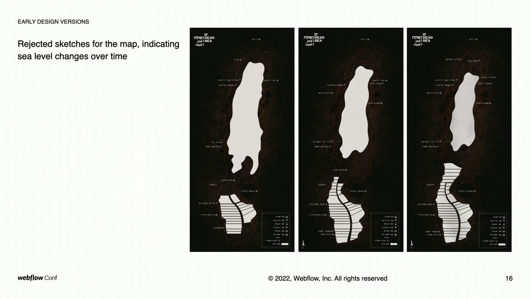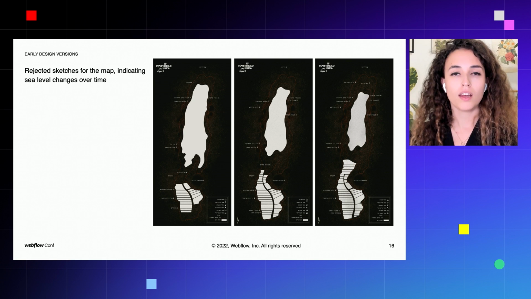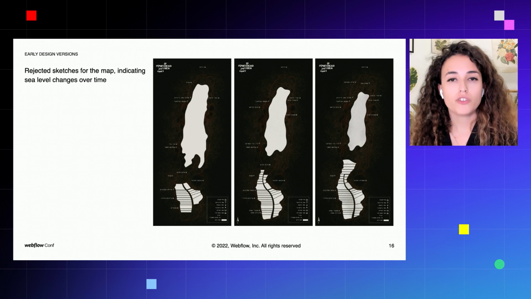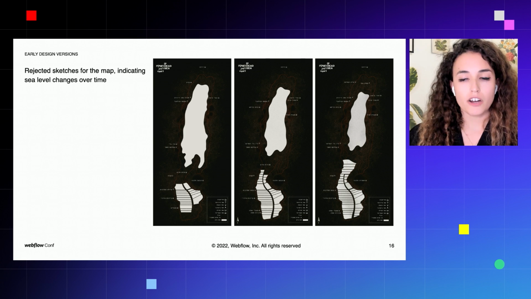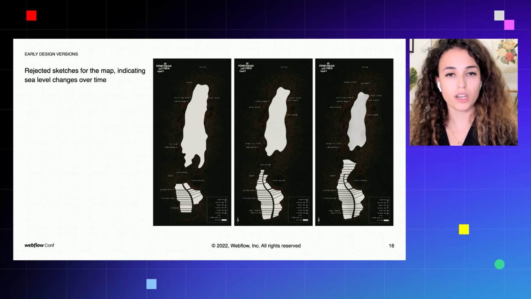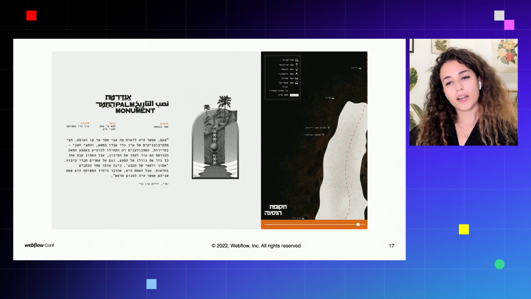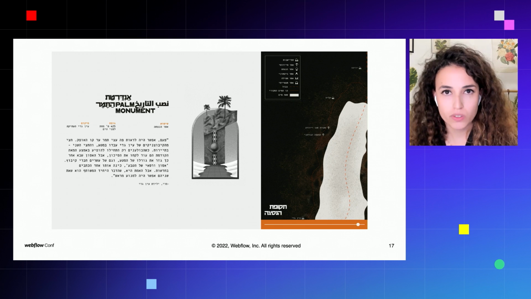And I started with some very bad experiments, trying to indicate the sea level changes over time. So here you can see three maps. These were the very first sketches I made in Illustrator, just trying to map out the Dead Sea outline and the changes that are expected in the next 100 years. You can see the artificial pools on the south side of the sea growing, while the sea itself is shrinking, the northern side shrinking. And then I tried to take these bad experiments and implement them in a website layout.